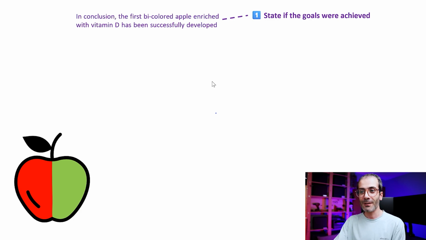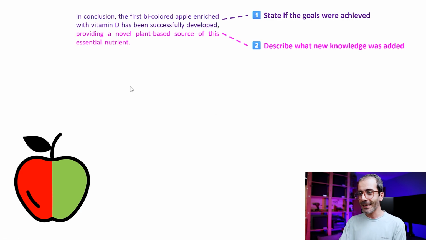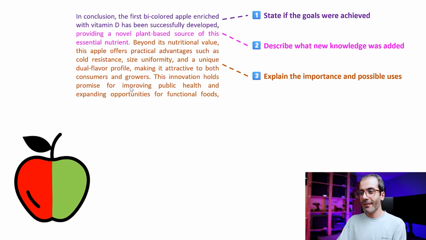So in this example, we found vitamin D in this apple, so you are going to state that. The next is to describe how this finding adds something to the existing knowledge that we had, so I'm going to explain that also. And then in the next step, you are going to explain the importance and the possible uses for what you have found. I'm not going to read this for you. You can pause and read it on your own. But this is the third part.